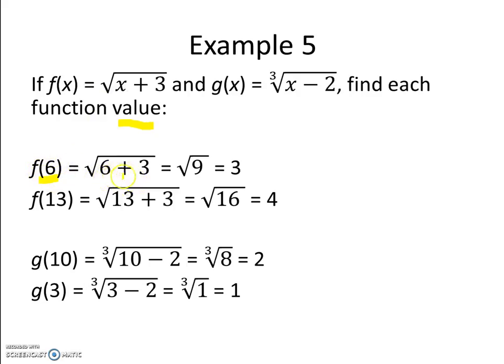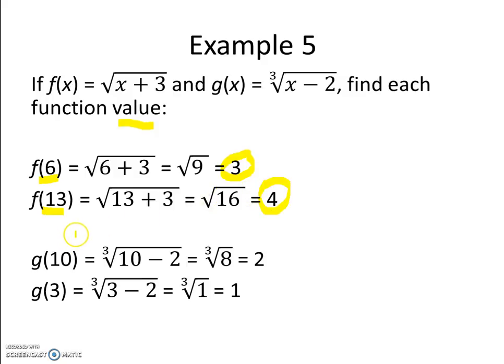So we have 6 plus 3 under the square root, which is the square root of 9, which is simply 3. Again, this is f of 13. They're giving us a value of x being 13. We go to our f of x function and just sub it in for x. So we have 13 plus 3. The square root of that is the square root of 16, which we know is simply 4.